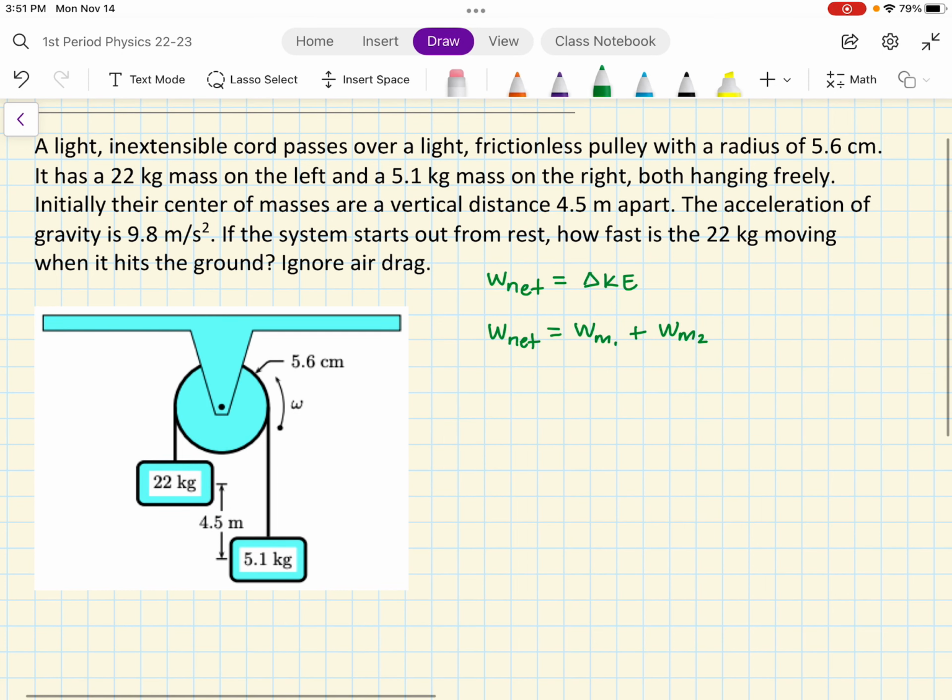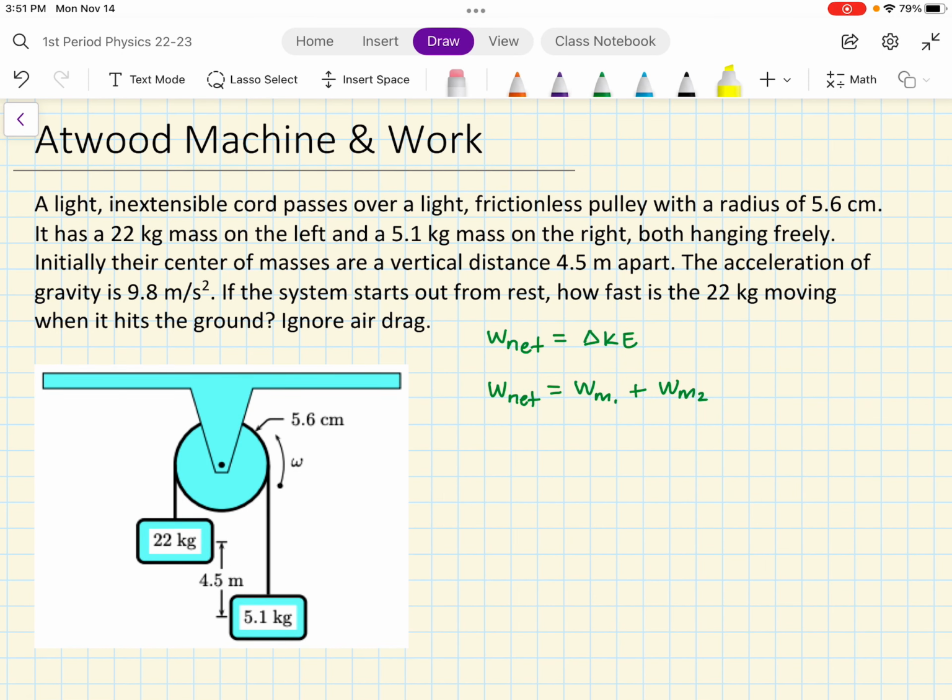Okay, now let's write down the given. Before we do that, let's highlight things that are important. The fact that we have an inextensible cord and a frictionless pulley makes this problem very simple because we don't have any non-conservative forces. Furthermore, we have no air resistance. Again, no non-conservative forces. That means we can use this equation. We don't have to include the work done by friction, work done by air resistance, because when those are included, the math gets very complicated. We don't have time for that. The 5.6 centimeters has no use for this method of solving the problem. Maybe we'll use it in the future, maybe not.